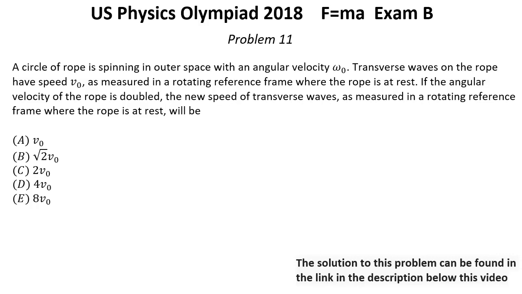Solution for problem number 11. Consider a small segment of rope. The tension force on each end of the rope provides the centripetal force, which is proportional to omega squared. The wave speed is the square root of tension over linear density. Linear density here is a constant and T is proportional to omega squared. It means that the speed is proportional to omega. And this is answer C, and this is the correct solution for problem number 11.